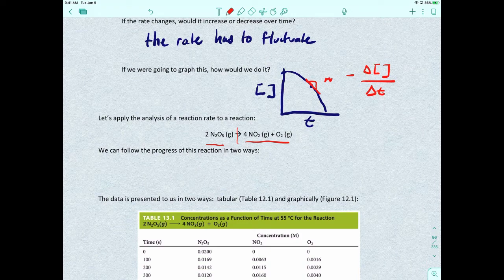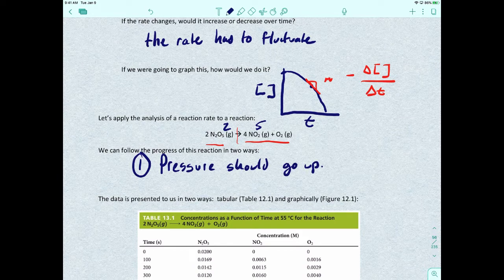We can actually follow the progression of this reaction in 2 ways. One way, since you're going to have 5 moles of gas on the right-hand side (4 moles of NO2 plus 1 mole of O2), and only 2 moles of gas on the left-hand side, the pressure should be increasing because the number of moles is increasing. So one way that we can follow the progression of this reaction is that the pressure should be going up.